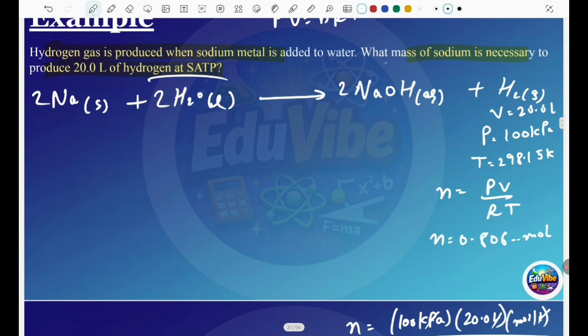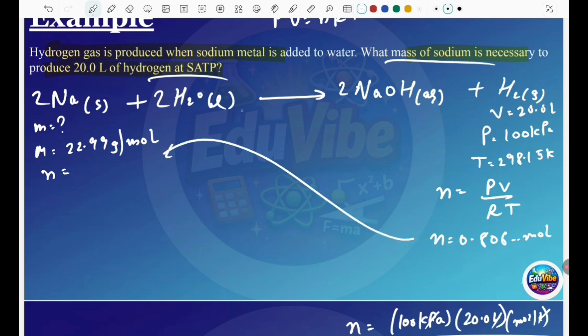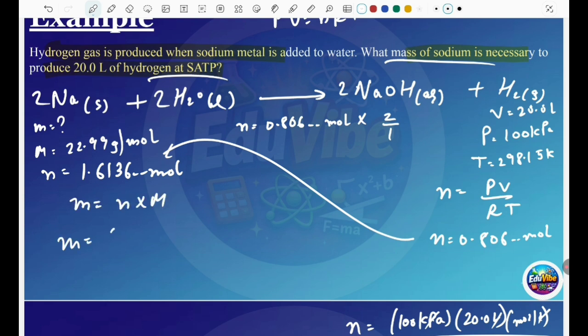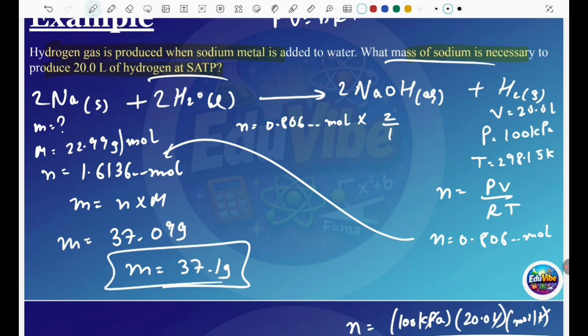Now basically you have to find the mass of sodium. The molar mass of sodium, you have to know, is 22.99 grams per mole from the periodic table. So the n for Na is 0.806 moles times 2 divided by 1, so basically you will get 1.612 moles of this. Now, n times molar mass, so your mass is 37.09 grams, which is basically 37.1 grams, to three significant figures.